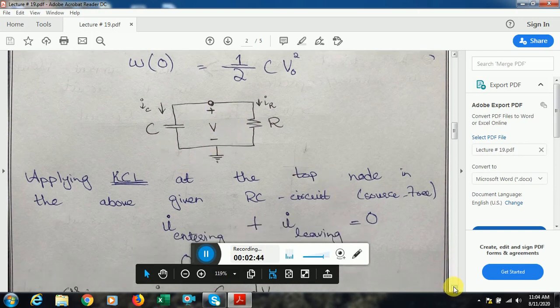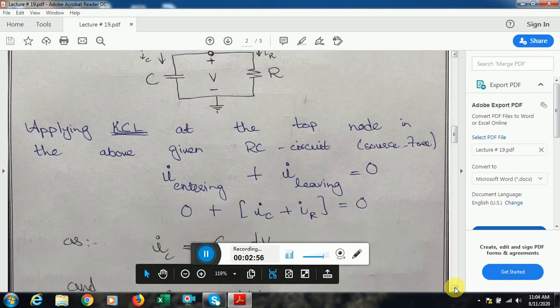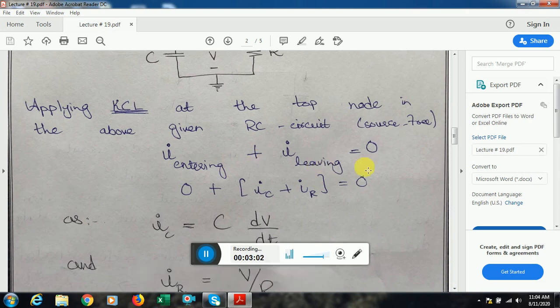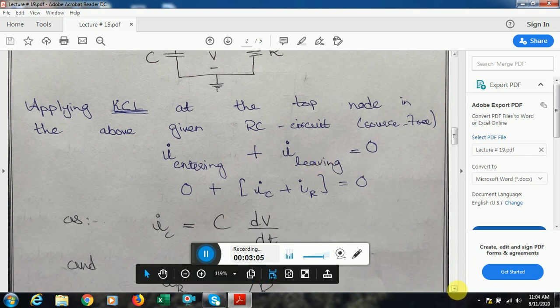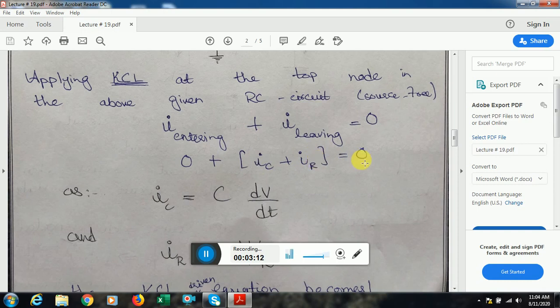Now if we want to find the response of this circuit, we apply KCL at this node. You can see that the capacitor current iC is in the downward direction, and iR is going in this direction. So we have no incoming current, and both are leaving currents. By KCL, the current entering the node plus the current leaving the node must be equal to 0. The sum of the two should be 0. So the equation is iC plus iR is equal to 0, as both the capacitor current and the resistor current are leaving.